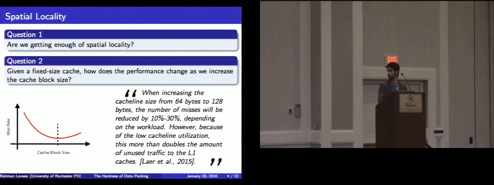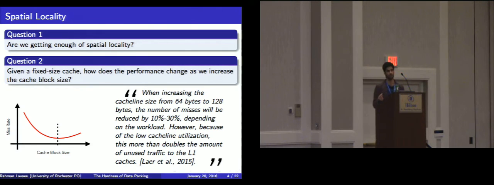But this is not the whole picture. Let me read for you this quotation from a MEMSYS paper. When increasing the cache line size from 64 bytes to 128 bytes, the number of misses will be reduced by 10% to 30%, depending on the workload. So these are mobile workloads. However, because of the low cache line utilization, this more than doubles the amount of unused traffic to the L1 caches. So what this implies is that the 10% to 30% improvement is not actually an improvement.